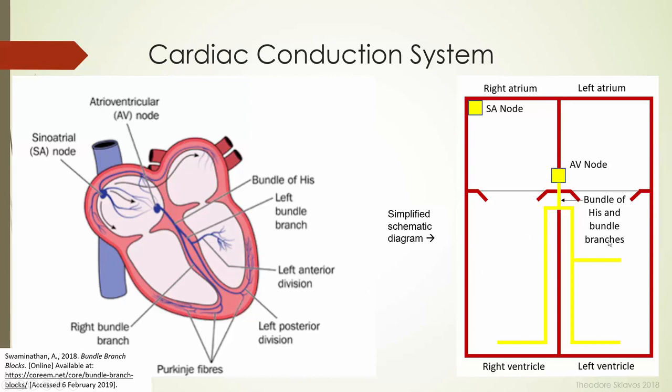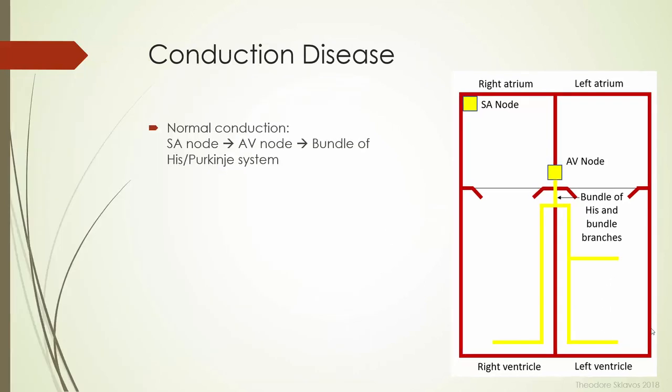Now I've created my own diagram that we're going to use throughout this talk. Here it is here, and it's all the same stuff. Sinus node, AV node, bundle of His, right and left bundle branches, and two fascicles here. With the normal physiology out of the way, let's talk about conduction disease.